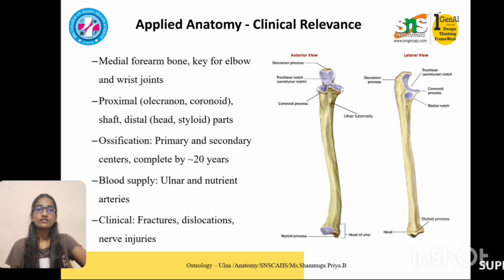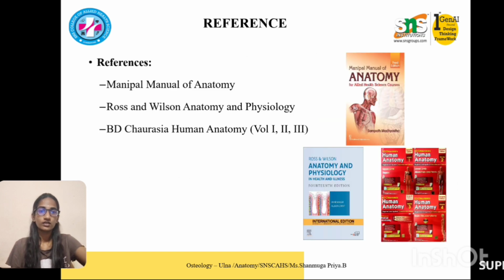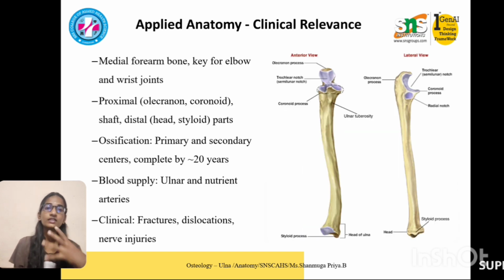In the summary, we have the medial forearm bone for the joints. Parts we have the olecranon, coronoid, shaft, and head. Also we have the styloid. It ossifies by the age of 20 years, and the blood supply is ulnar and nutrient arteries. And in the clinical part, we have fractures, dislocation, and nerve injuries.